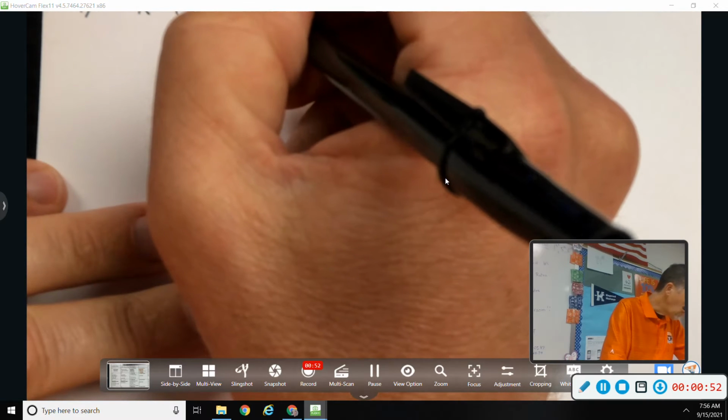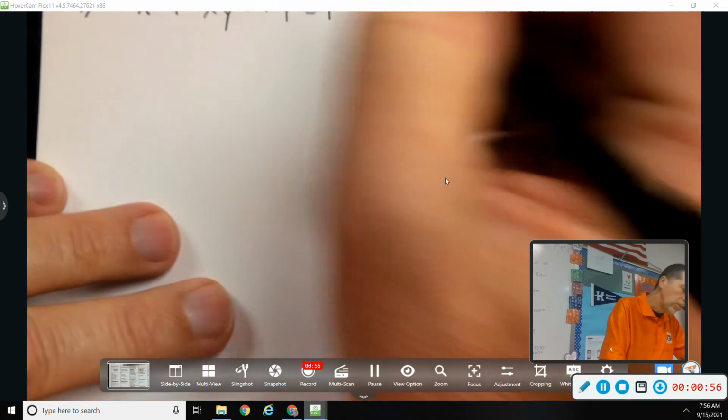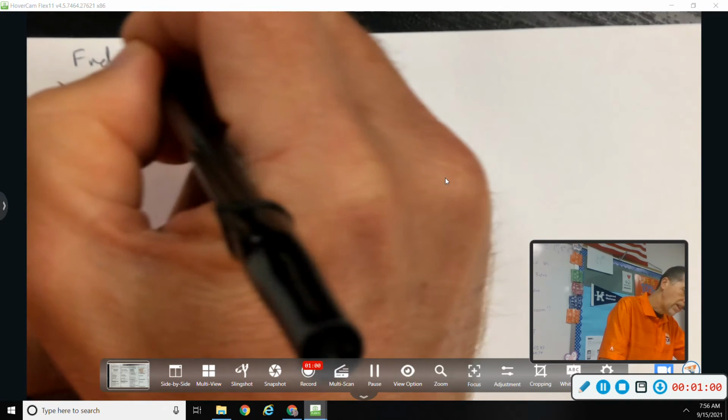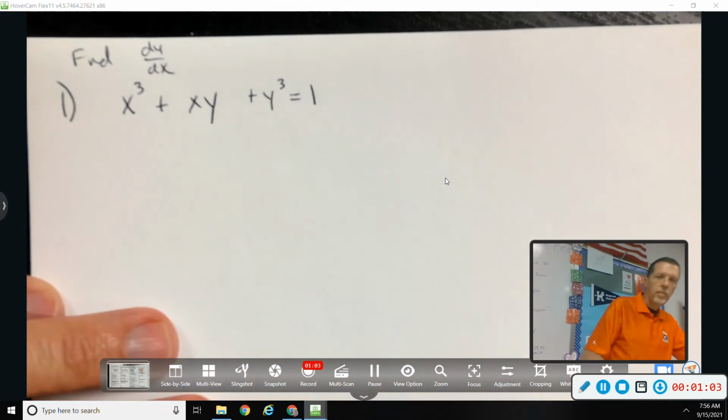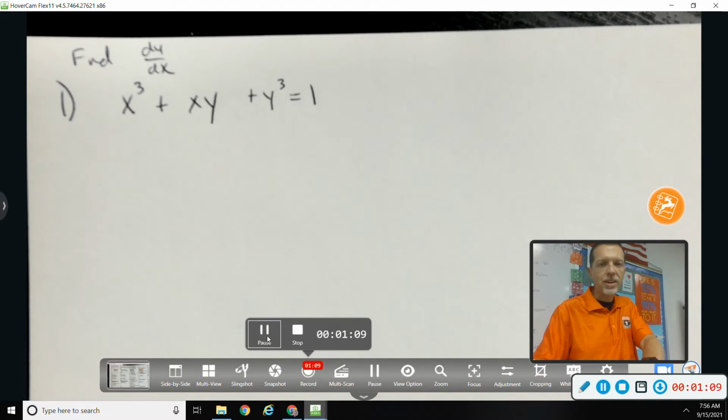Separate sheet of paper: x cubed plus xy plus y cubed equals 1, and you're finding dy/dx. So try that one on your own. I'll hit pause and then we'll come back and look.